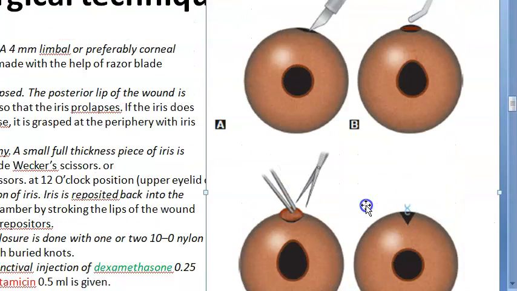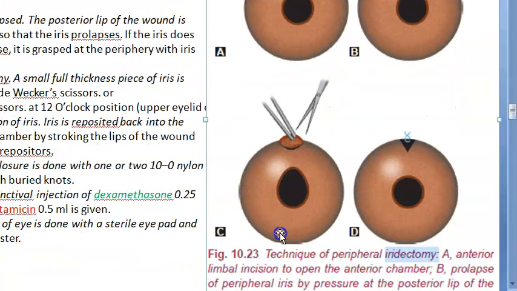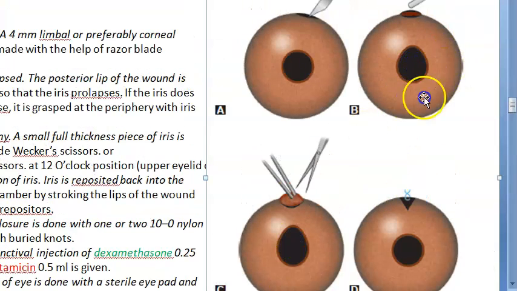A, what is A? A is the anterior limbal incision to open the anterior chamber. Then B is the prolapse of the iris.